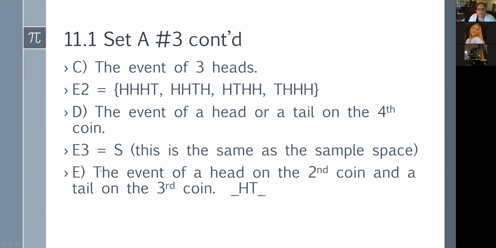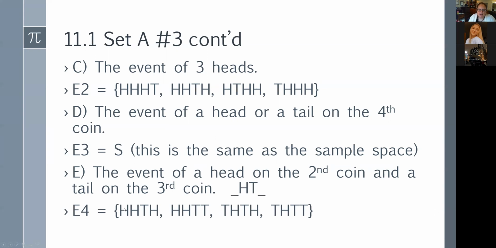Okay, part E is the event of a head on the second coin and a tail on the third coin. So I don't know what happened on the first coin. I got a head on the second, a tail on the third, and I don't know what happened on the fourth. So I could have a head on the first one and on the fourth one. I could have a head on the first one, but a tail on the fourth one, or a tail on the first one and a head on the fourth, or both the first and the fourth could be tails. Okay, so there were only 4 ways to fill that one in.